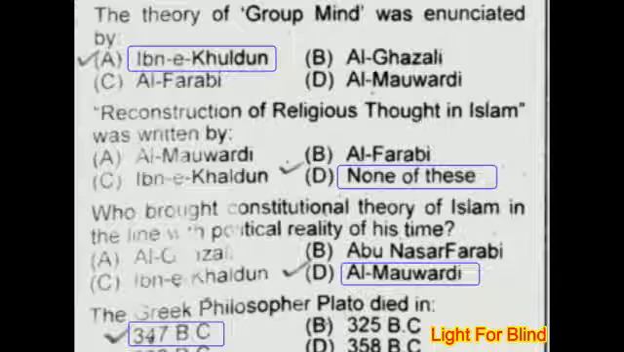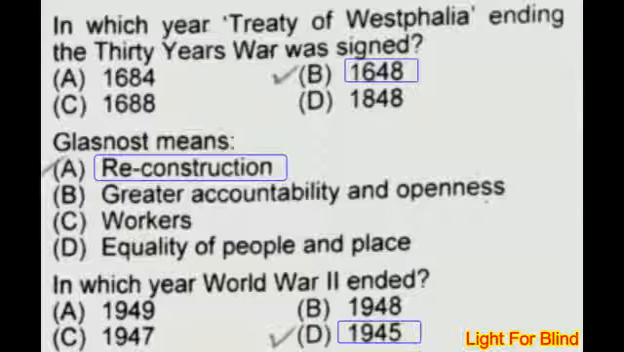Number 60. The Greek philosopher Plato died in. Answer is 347 BC. Number 61. In which year Treaty of Westphalia ending the 30 Years' War was signed? Answer is 1648. Number 62. Glasnost means. Answer is reconstruction.